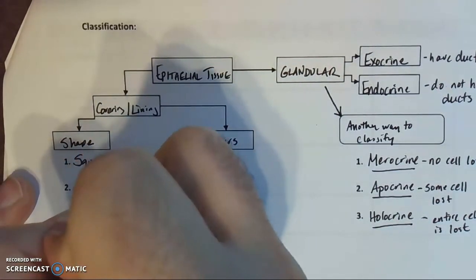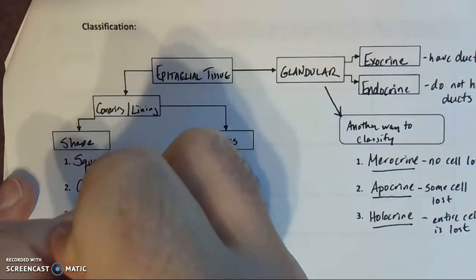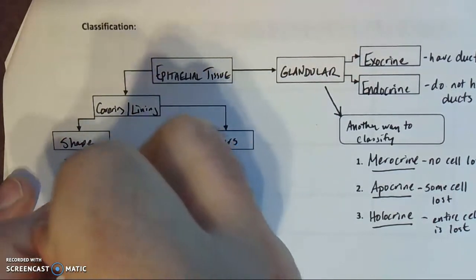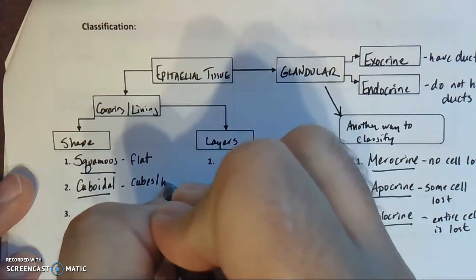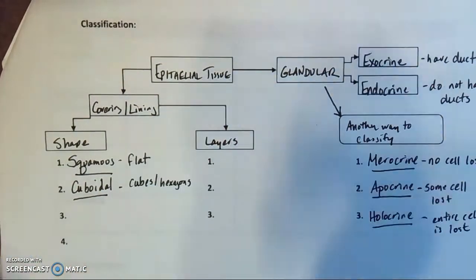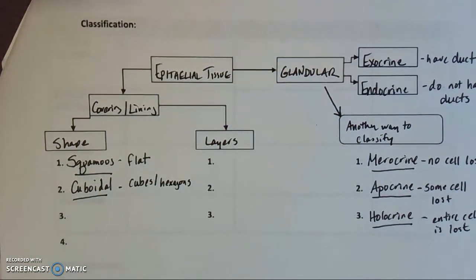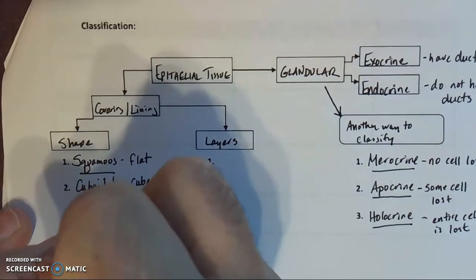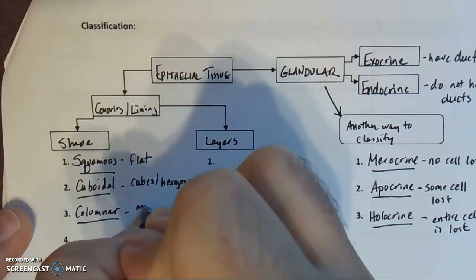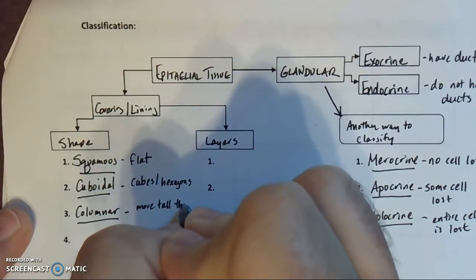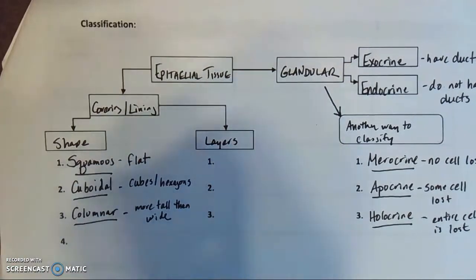The second one is called cuboidal. And here we have cubes, but we also have hexagons. So they kind of look like a hexagonal solid. And that's because things are kind of squished together and they flatten out a little bit. So they either look like little blocks or they look like little hexagons. Number 3, columnar. So these are more tall than wide. So they're elongated.